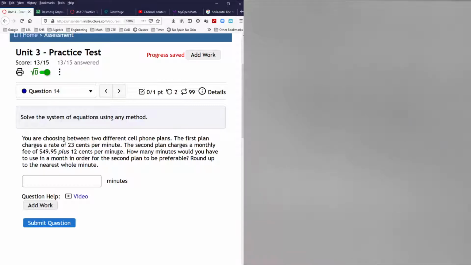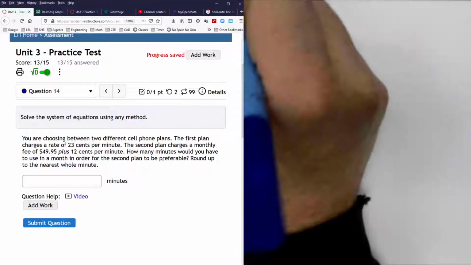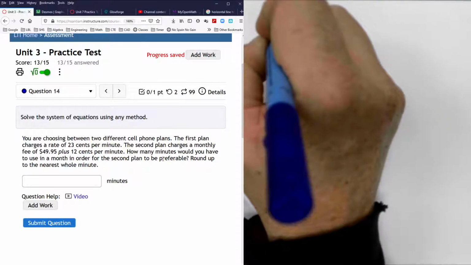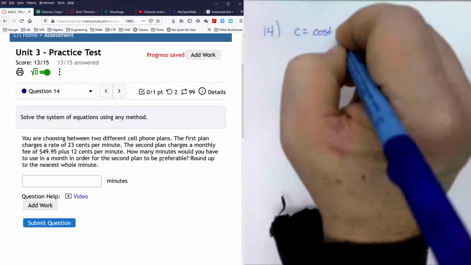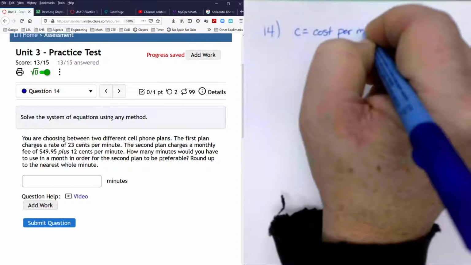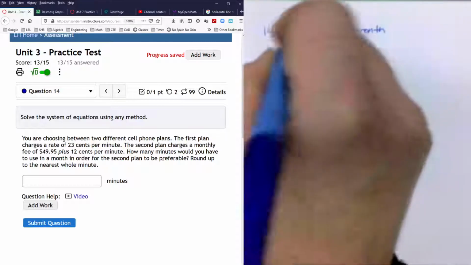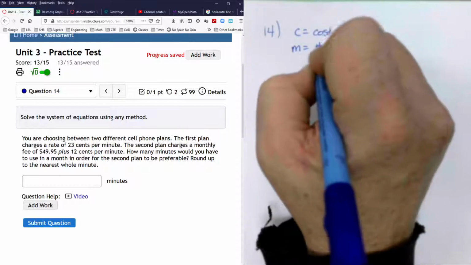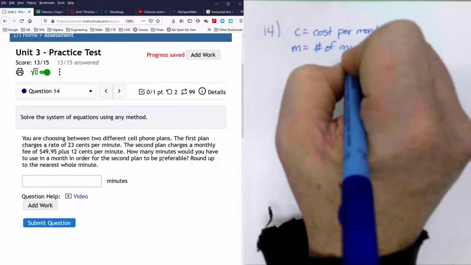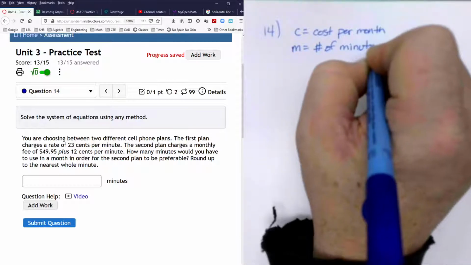So we're talking about the number of minutes and we're talking about the cost. Okay, so we're going to look at the number of minutes and we're going to look at how much that costs, and then we're going to compare those. All right, so on number 14 here, I'm going to use C as the cost per month for one of the phone plans, and then M is going to be the number of minutes per month.